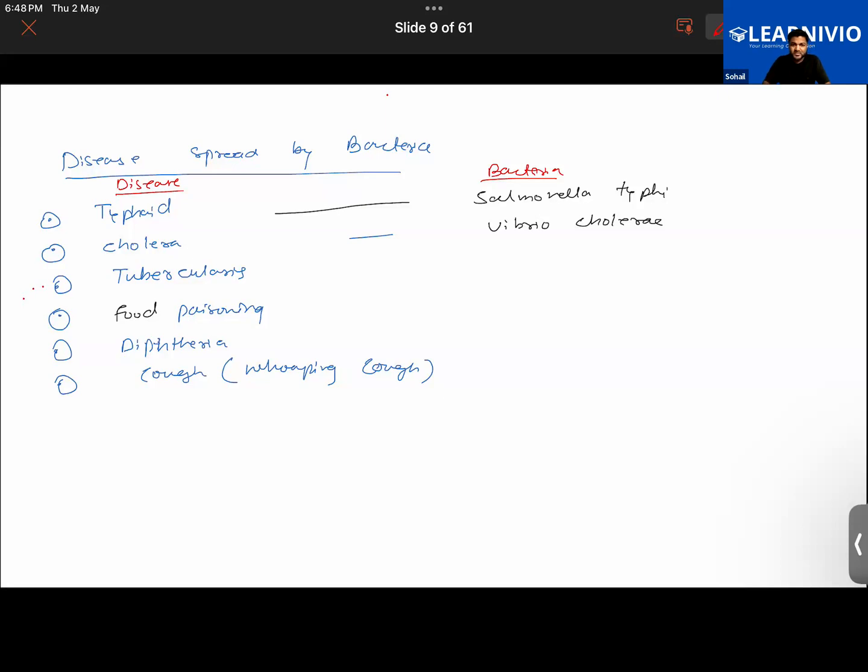Then food poisoning. I suppose you guys know what food poisoning is. Basically, if the food is contaminated by the action of bacteria or fungus, it becomes toxic in nature. Once some person consumes it, it will lead to indigestion, vomiting, diarrhea, and stomach pain. So that's what happens. Then talking about diphtheria, there's a bacteria called Corynebacterium. Let me write its name.